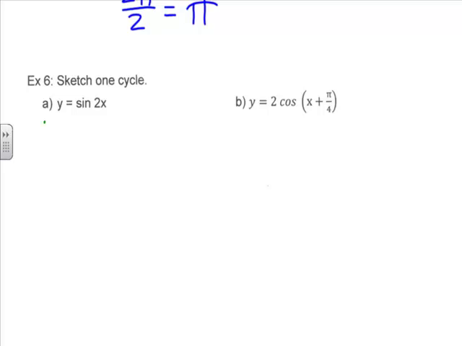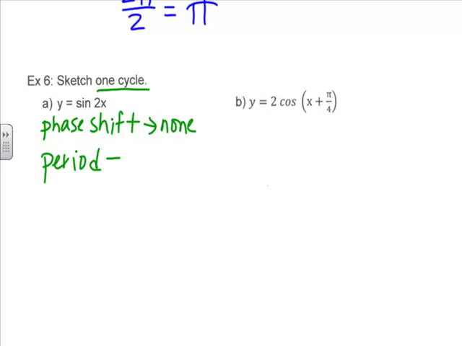When I look at this, I'm going to first start and say, is there any kind of a phase shift? Is this thing moving at all? And I can see that there is nothing in parentheses, so there is none. So that's going to make my life easier. I do need to know what the period is. If I want to get one cycle, I need to know how long one cycle lasts. So the period is equal to 2 pi over the thing in the B position. So this thing does its thing in pi. I also want to know what the amplitude is, and in this case the amplitude is 1.